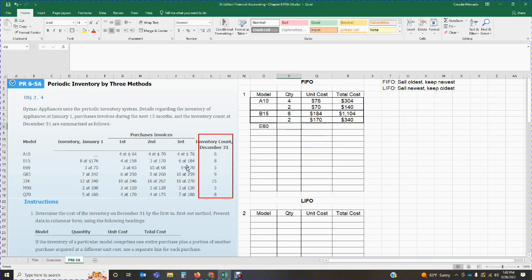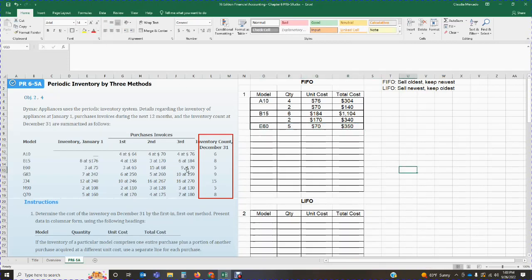On our last purchase, which is our third purchase, we bought 9. So now we know we kept 5 of those 9. So I'm going to have 5 units at $70 apiece. Let's see what we get. We get $350. Very good. So for that one, we only have 1 transaction because we had purchased more than enough on that third purchase to cover those 5 that we had left over.